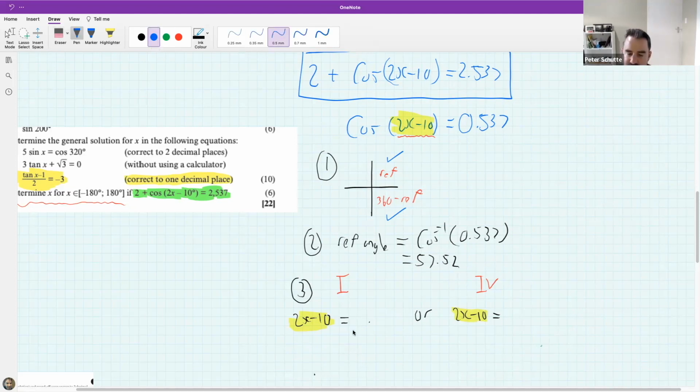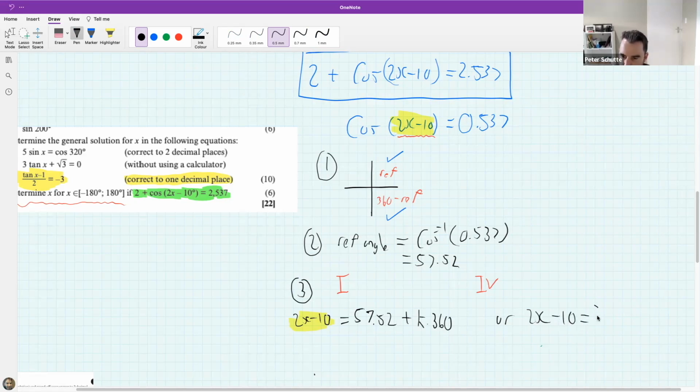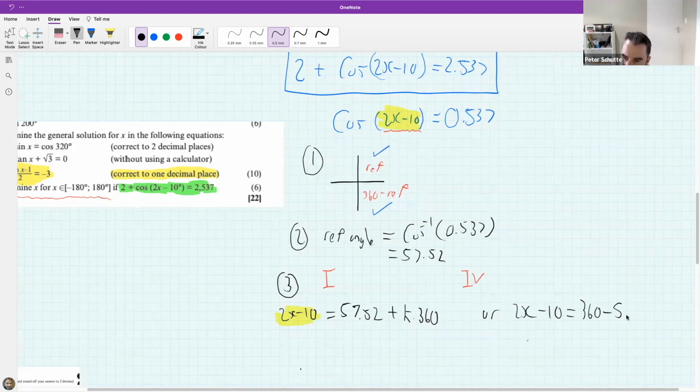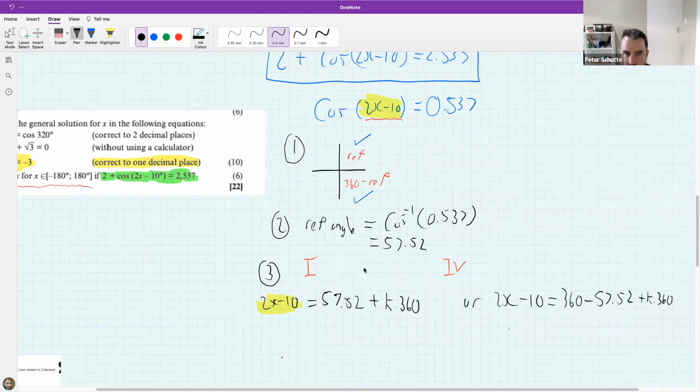Everything is fine. So we had 2x minus 10 is equal to 57.52. So 57.52 plus, I should have gone k times 360 at that point. Or I should have written 2x minus 10 equals 360 minus 57.52 plus k times 360. Now, if I don't do that, I'm going to end up making a silly mistake.